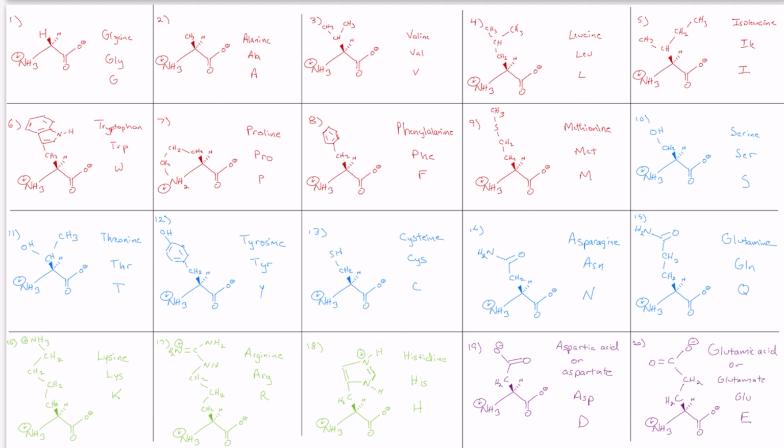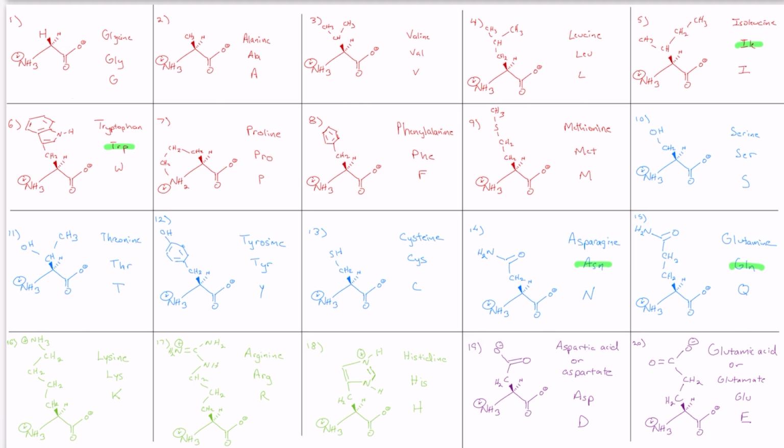So notice how the 3-letter abbreviations are the first 3 letters of the full name, with the exception of tryptophan, asparagine, glutamine, and isoleucine, and I'll highlight those here. Isoleucine, tryptophan, asparagine, and glutamine. So all the other 3-letter abbreviations will just be the first 3 letters of the full name.